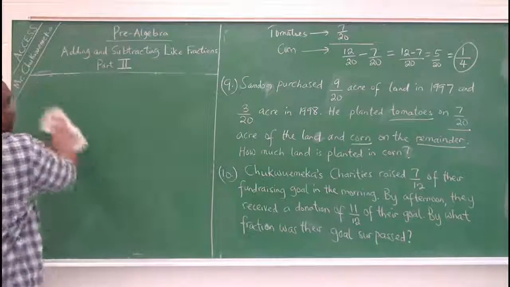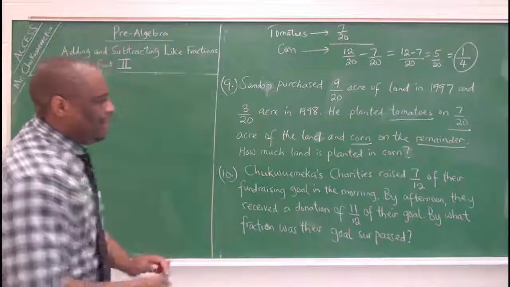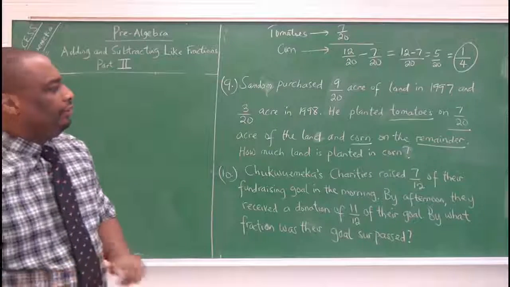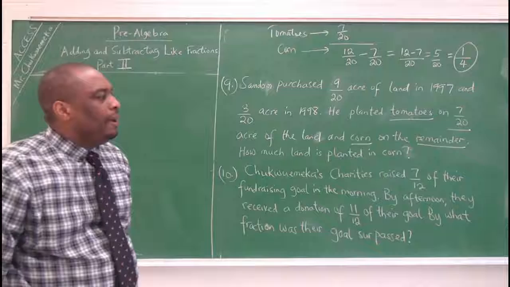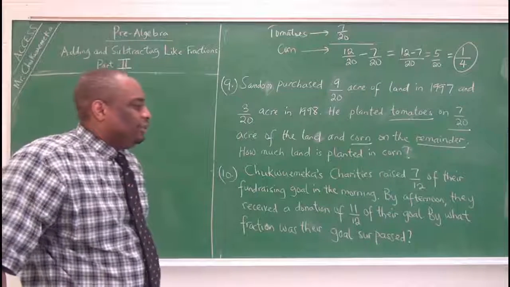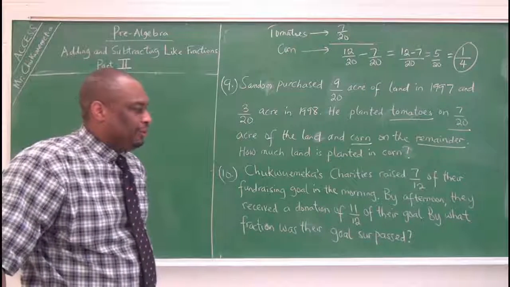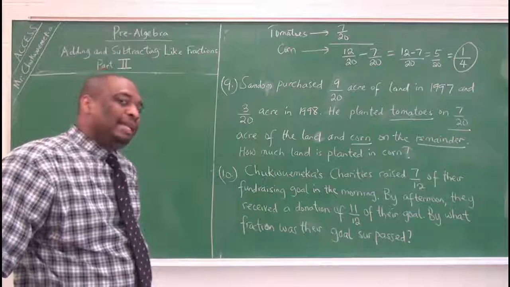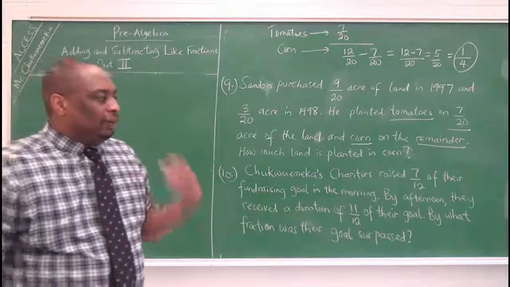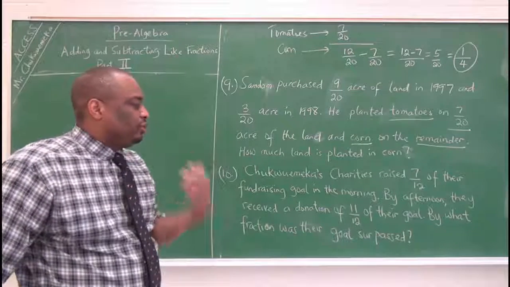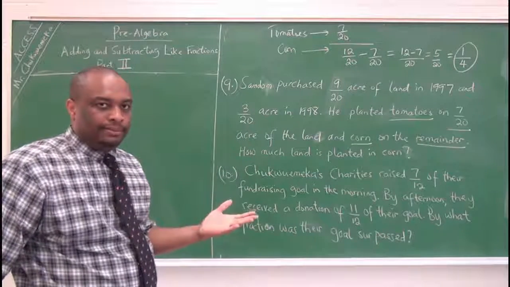Chukwuemeka's charities raised 7 out of 12 of their fundraising goal in the morning. By afternoon, they received a donation of 11 out of 12 of their goal. So that's a good thing. That means they surpassed their goal. The question says, by what fraction was their goal surpassed?